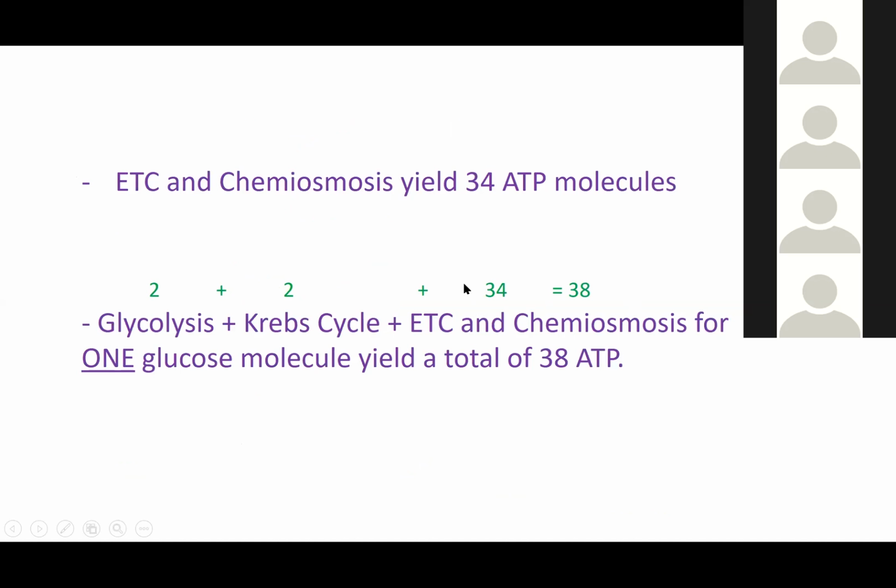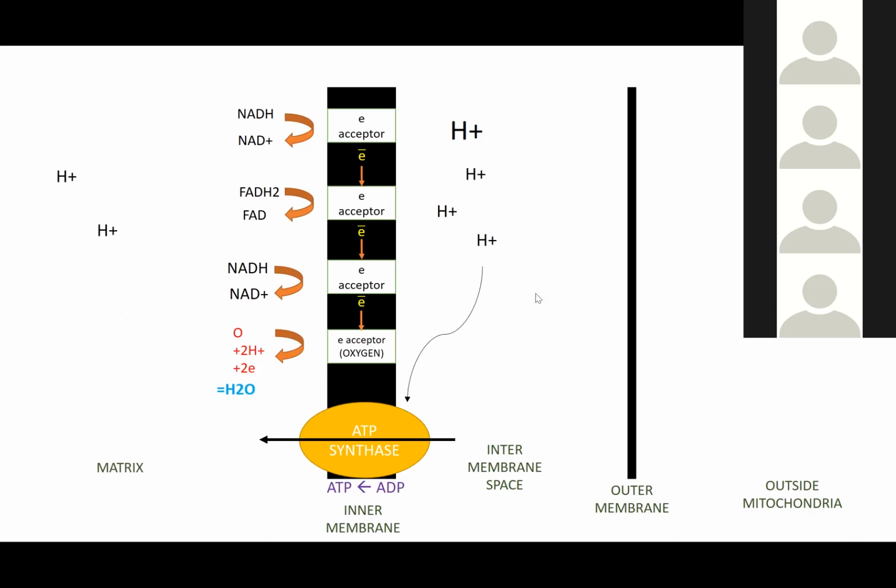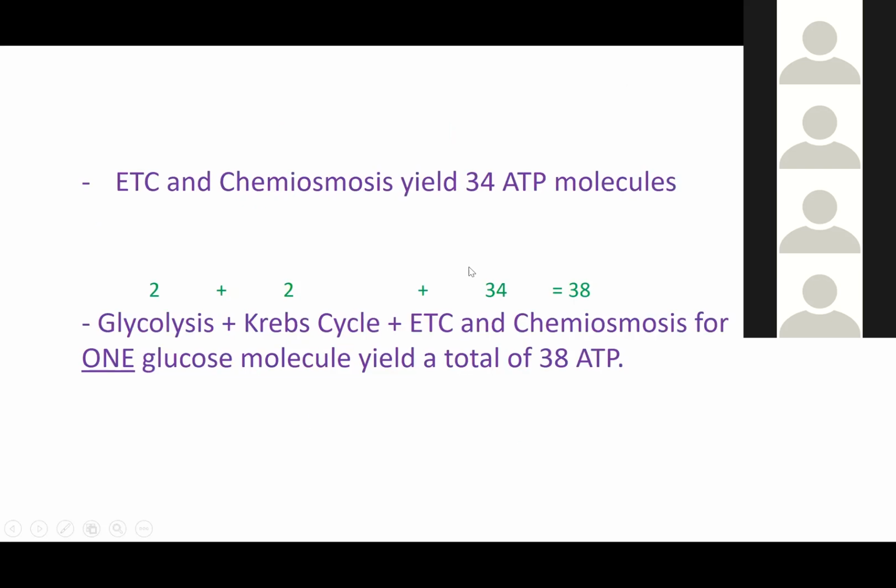And we end with 34 ATPs just from the electron transport chain and chemiosmosis. This part of the hydrogens moving back to the matrix is the chemiosmosis part. And we get 34 ATP per molecule of glucose. This is just for one glucose, and if you use more glucose, obviously you're going to get way more. So we get 34 just from ETC and chemiosmosis. We got 2 from Krebs cycle, 2 from the link reaction since we had 2 acetyl, and then 2 from glycolysis, and then we end with 38 ATPs for one cycle of respiration.